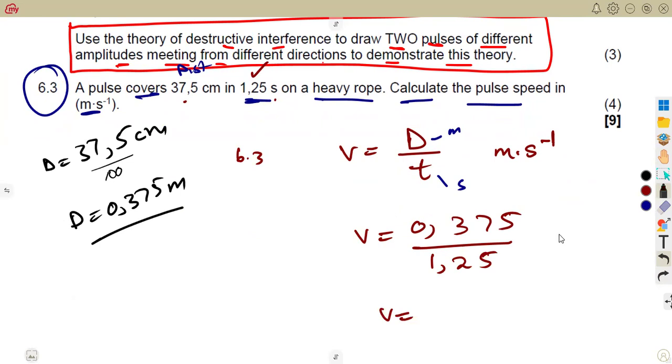So that is it, guys. When this is in meters and this is in seconds, definitely we shall have meters per second. So that was going to give us 0.3 meters per second. So that's it. Just like that. So questions can be of this nature. Just a simpler question like this.